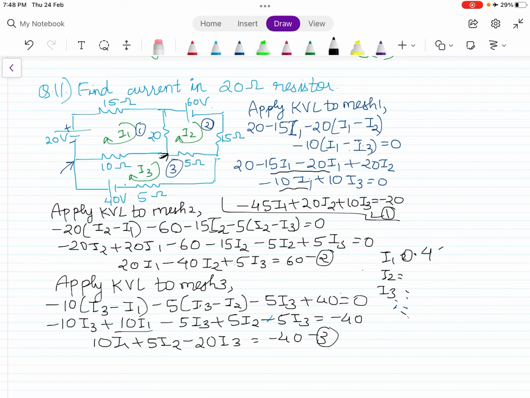I1 is 0.4072 amperes. I2 is minus 1.0538 amperes.